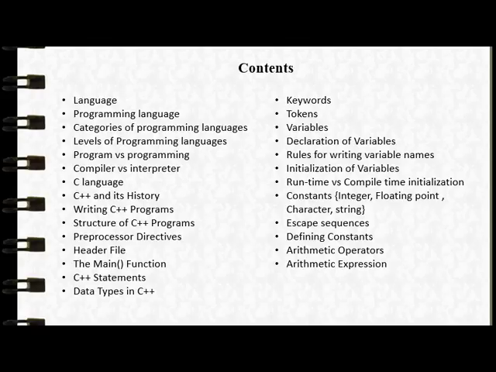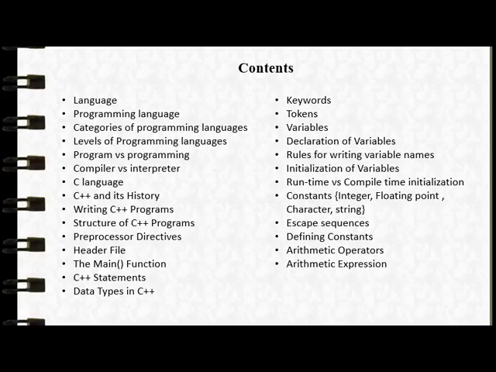Then we have preprocessor directives, header files, main functions, C++ statements, and data types in C++. What data types will we be using in C++? Data types means what type of data we are dealing with in different programs. Then we have keywords, tokens, variables. What are variables? We sometimes say it's like a storage for data, meaning we can hold an amount of data in the variable. A variable is like a quantity whose value may or may not change during the execution of the program.